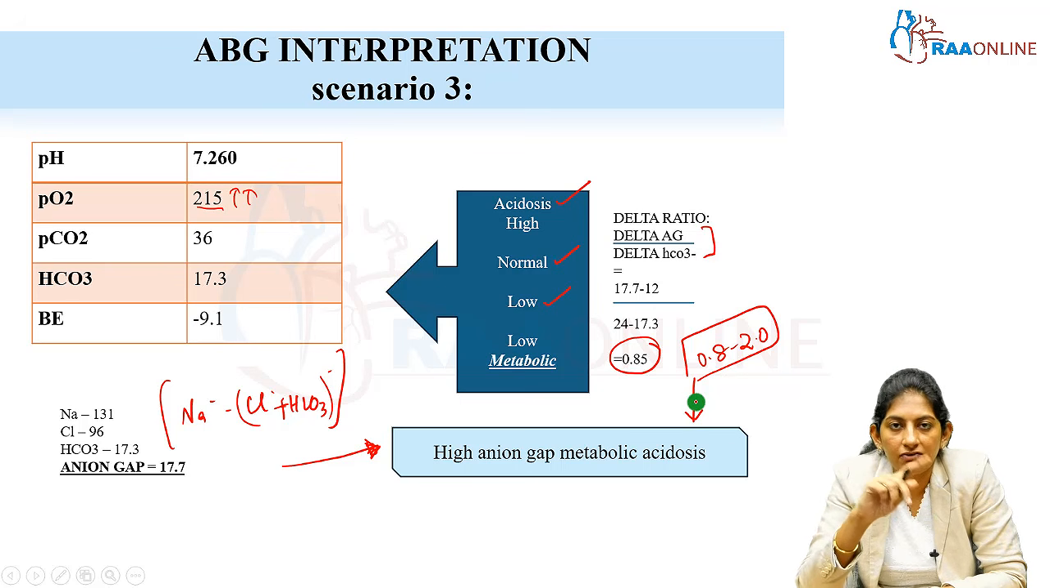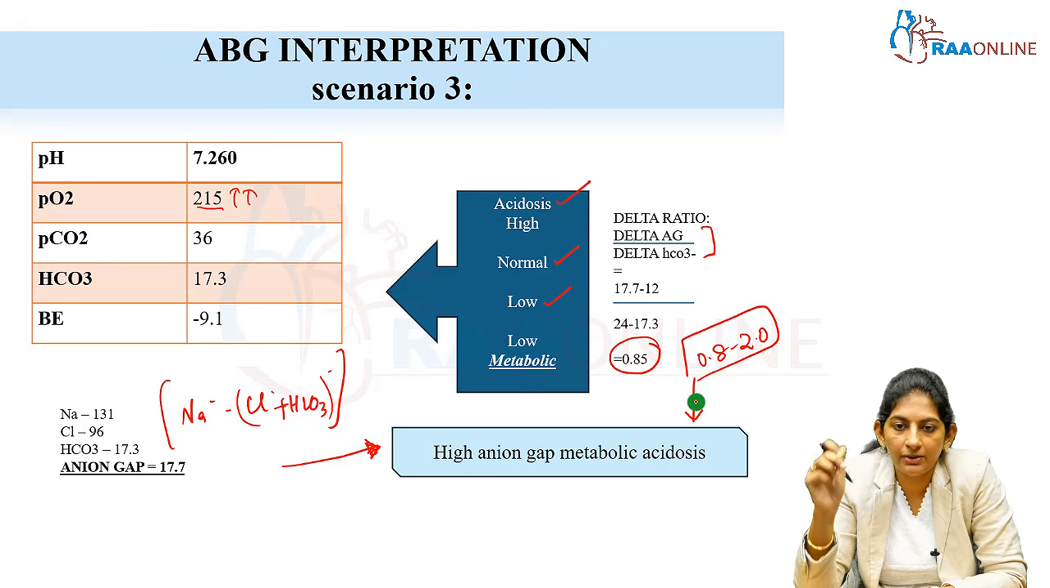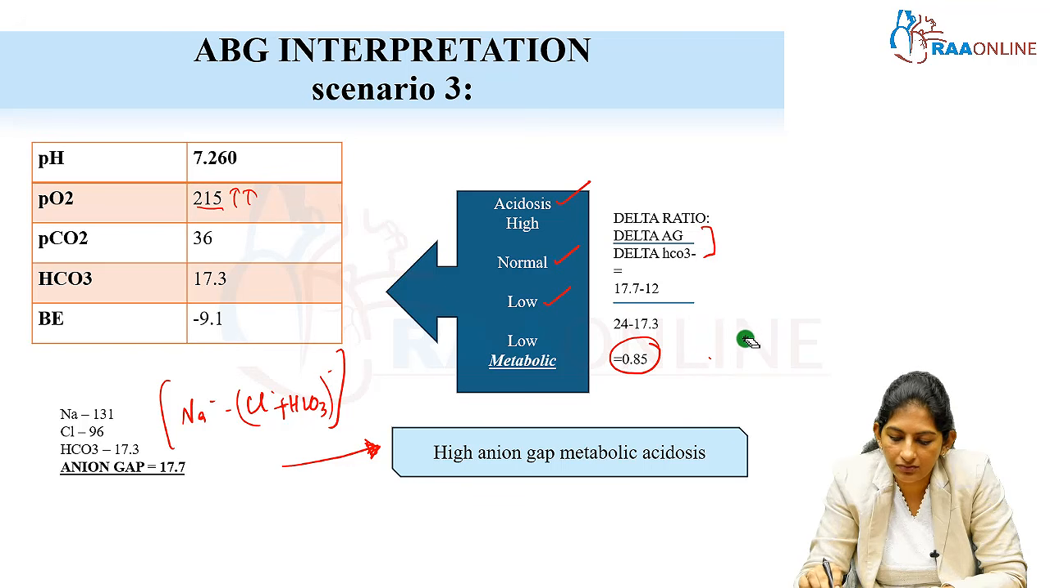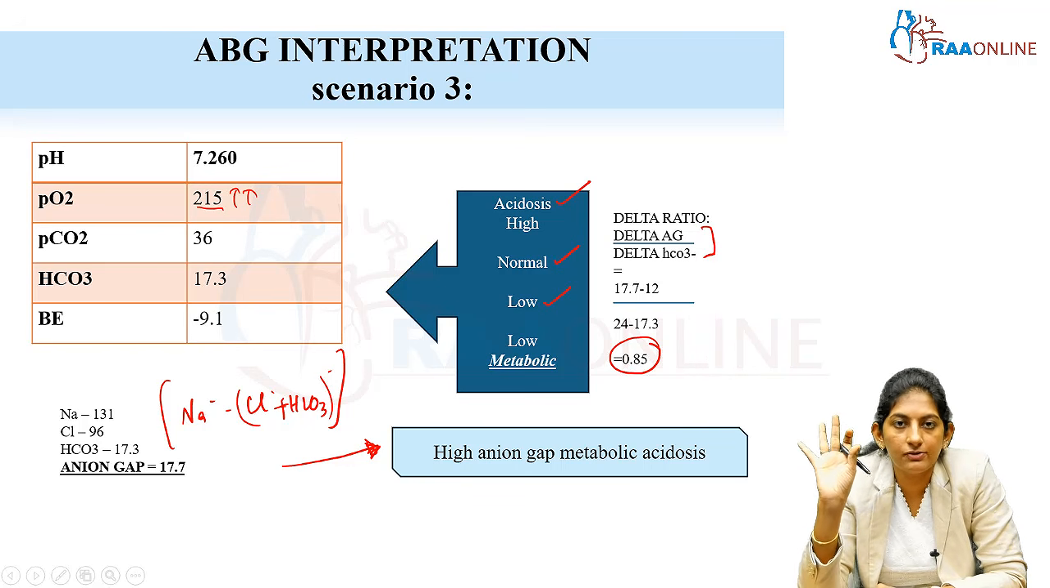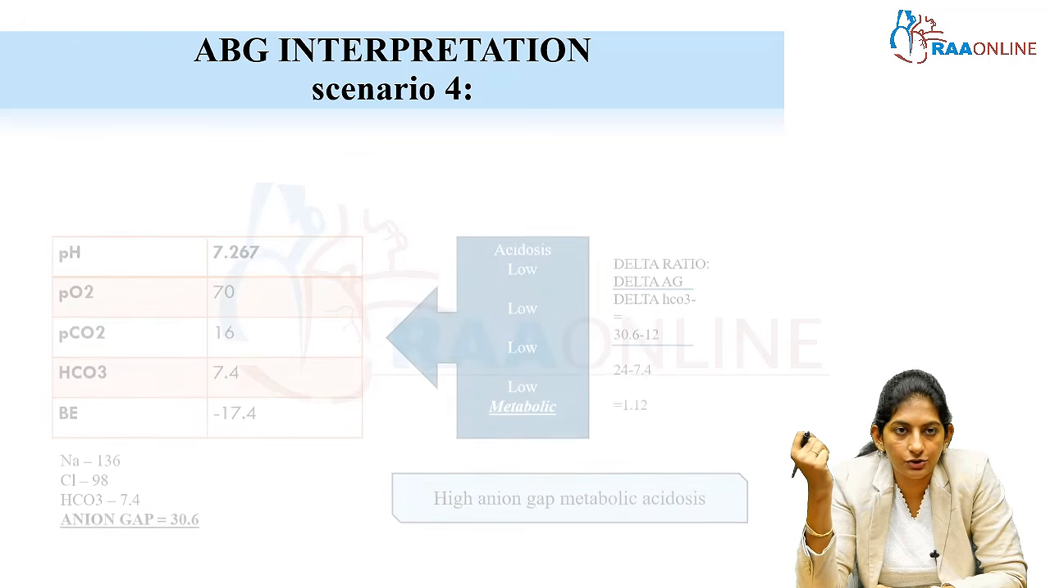Just go back to the slide where we have talked about the delta ratio. Okay. So this is a pure high anion gap metabolic acidosis. I hope this is clear for all of you. Okay. So we will see another scenario.